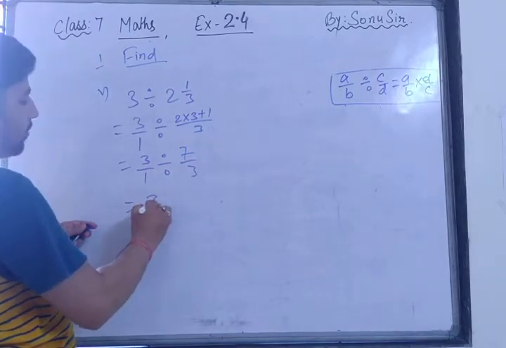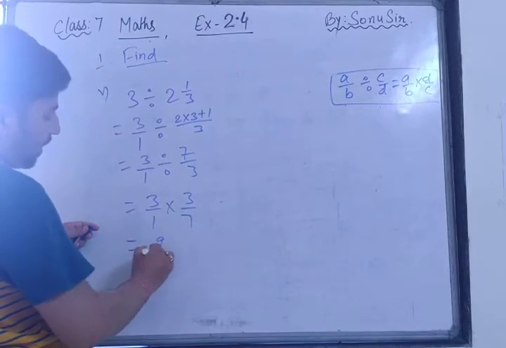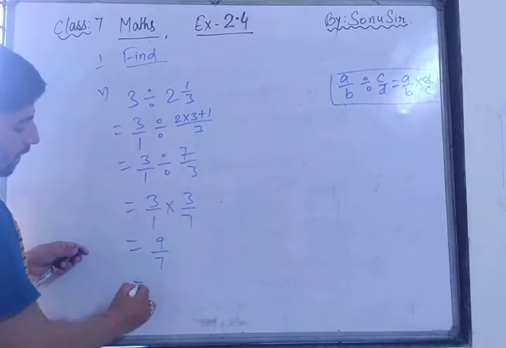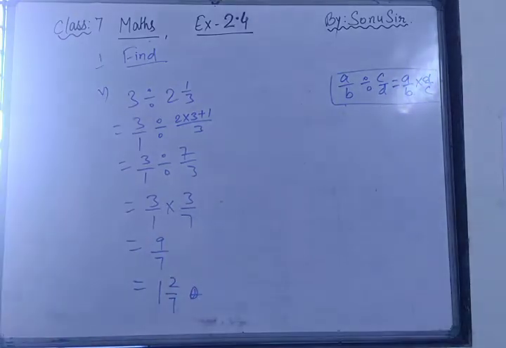So what will we write? 3 by 1 into 3 by 7. 3 3s are 9 by 7. If you want to convert this, 7 1s are 7, remainder 2, so 1 into 2 by 7, answer. Got it? So now the last question of this first one.